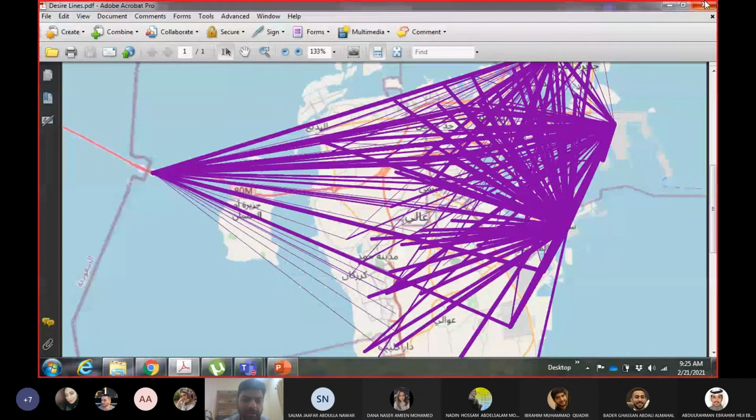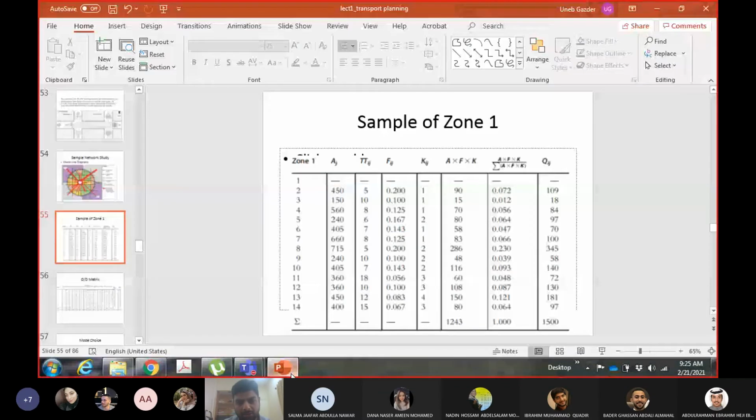So this is our desire line diagram, and again it is plotted according to the same methodology. Somebody took the survey and they found the origin destination by asking the traders from which port their trade comes and into which port it goes.